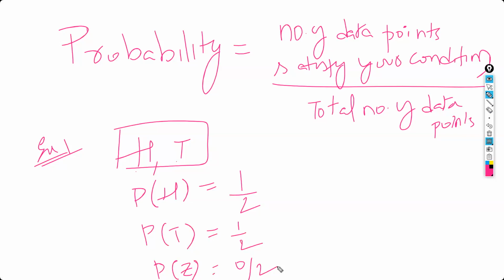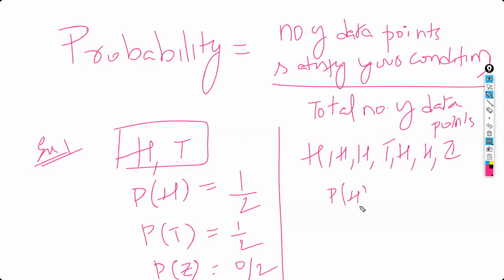Now, for example number 2. I'm having H, H, H, T, H, H, I. The data point is like this. Just an example. Okay, if you are having the data points like this, what is the probability of H?